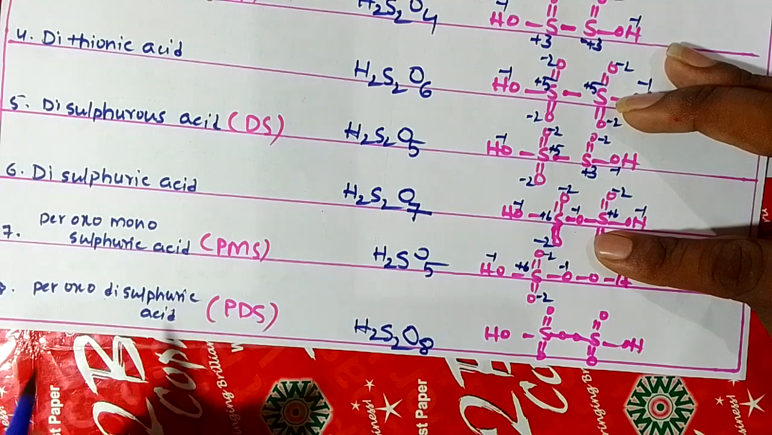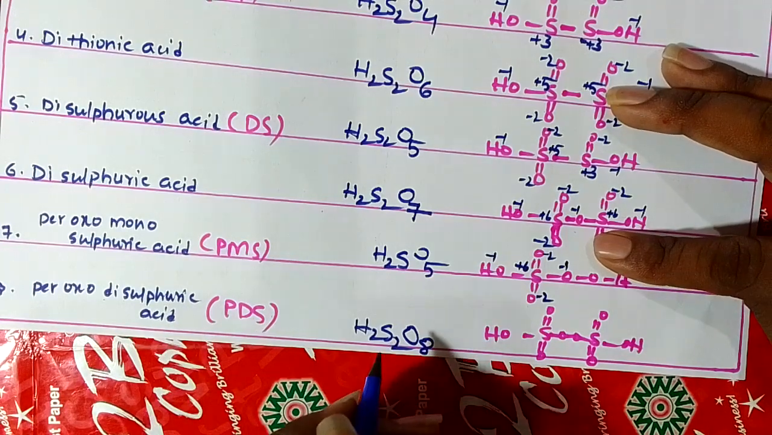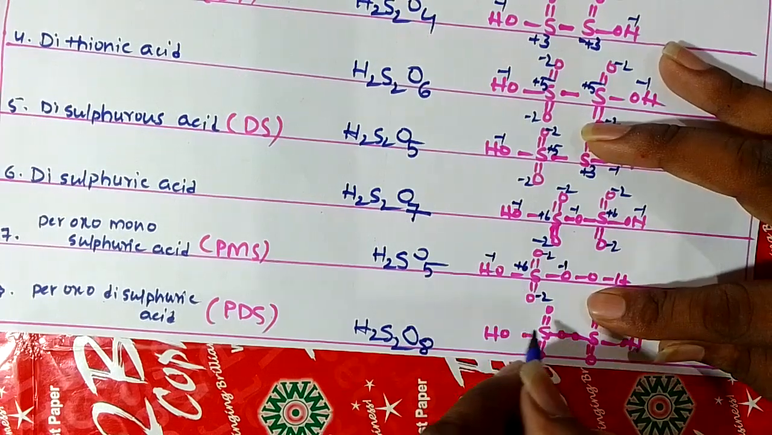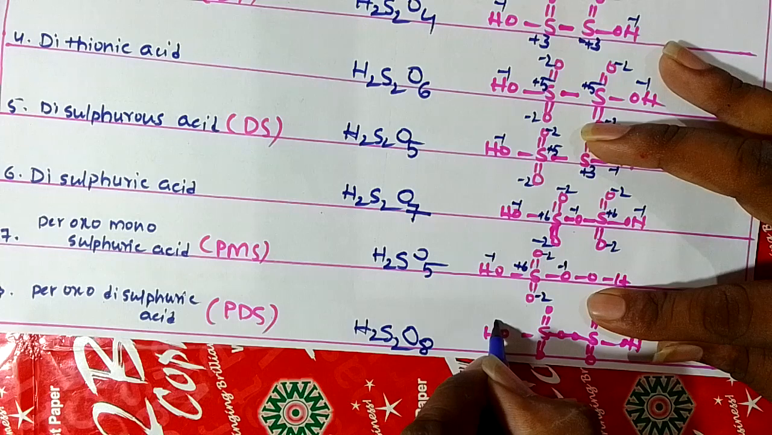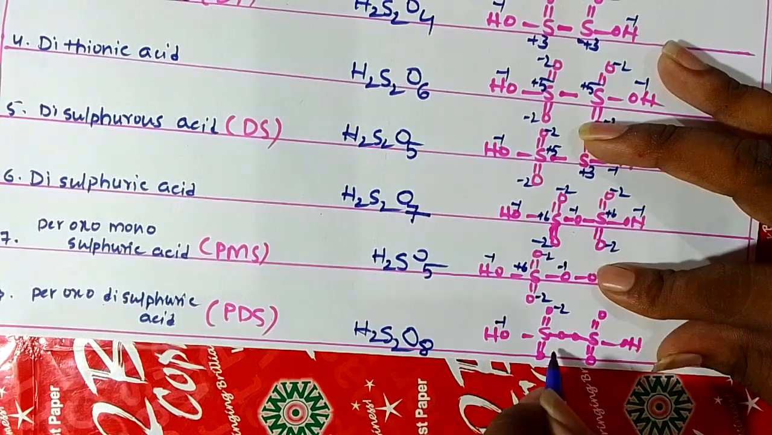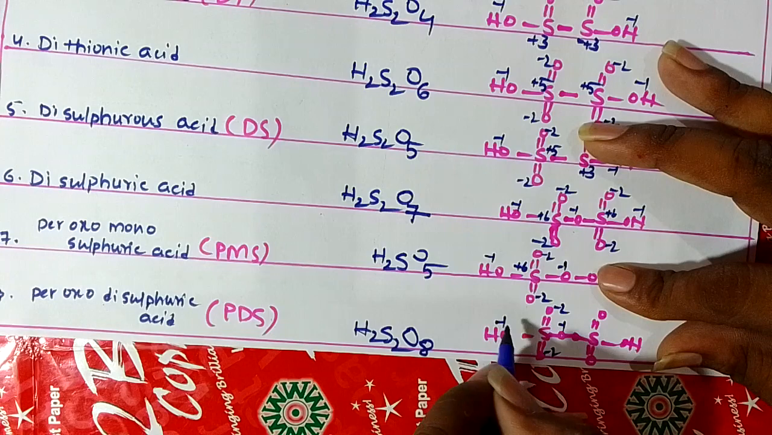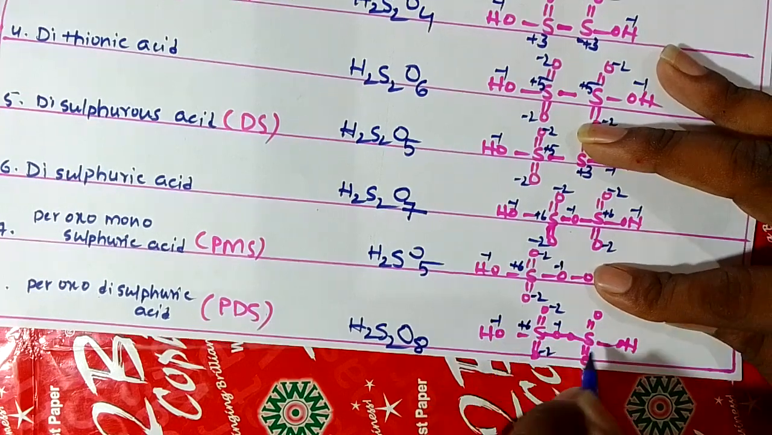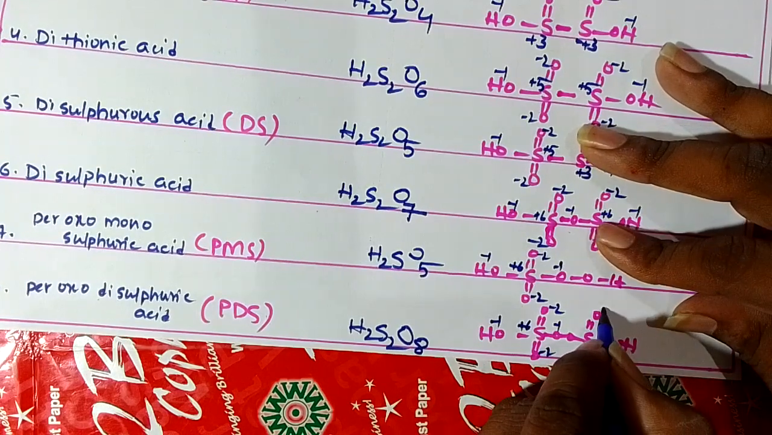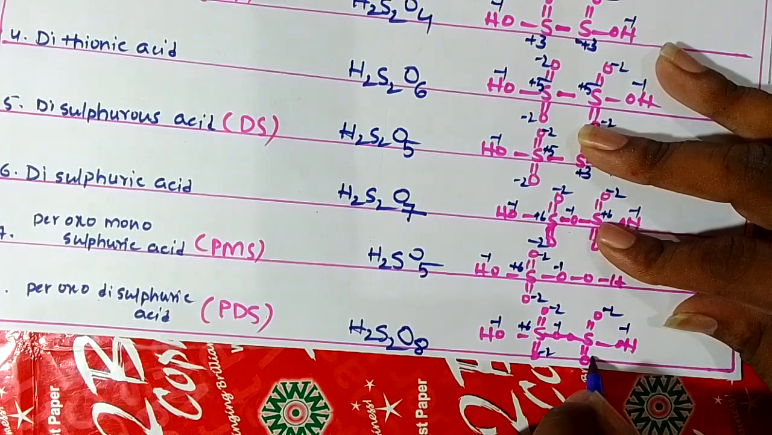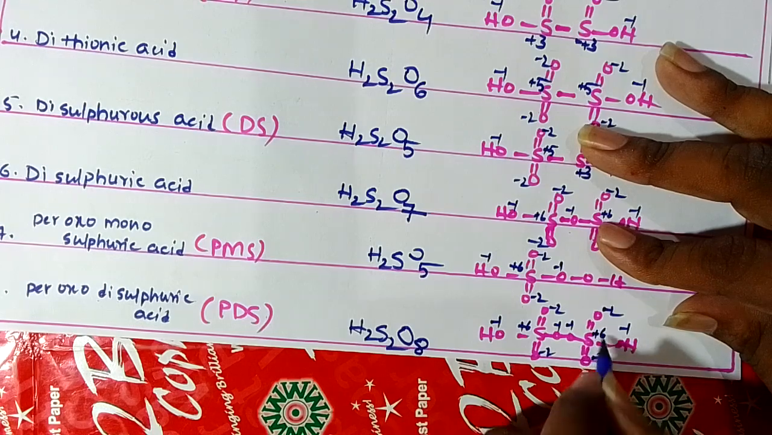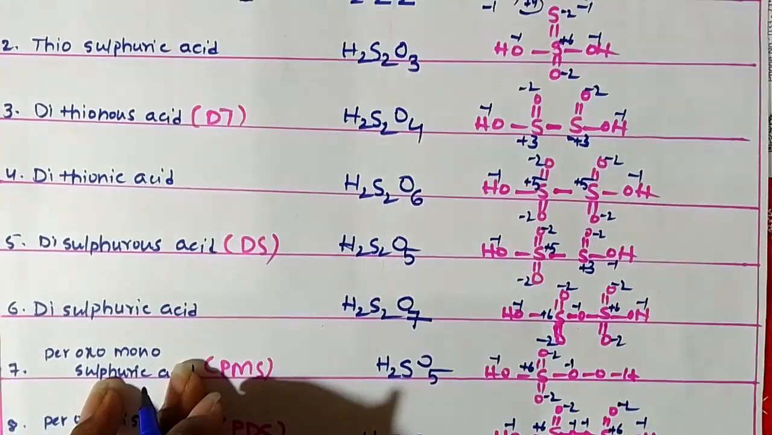Now coming to peroxodisulfuric acid. Peroxodisulfuric acid, the formula is H2S2O8, and we have to find out the oxidation state of the central atom sulfur. Now hydroxide -1, double bond O -2, double bond O -2, single bond O -1. The total is -1, -3, -4, -6. So the oxidation state is +6. Now coming to this sulfur, double bond O -2, hydroxide -1, double bond O -2, single bond O -1. Total -1, -3, -4, -6. So the oxidation state is +6. So in this way you can find out the oxidation state easily.